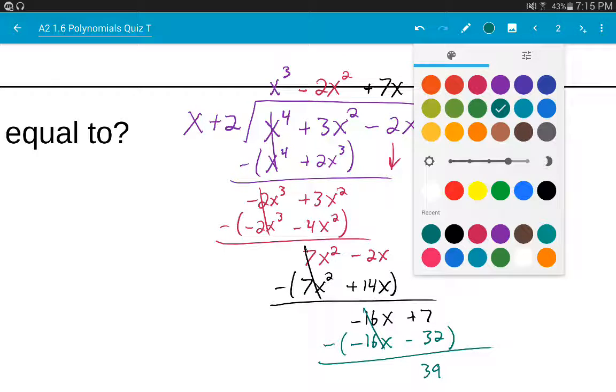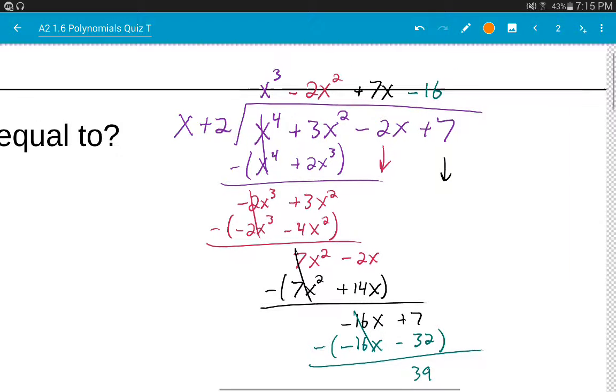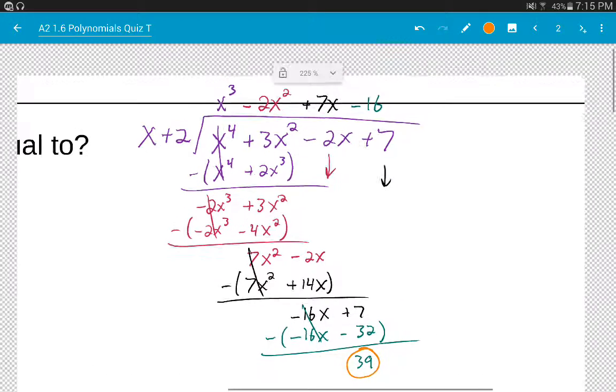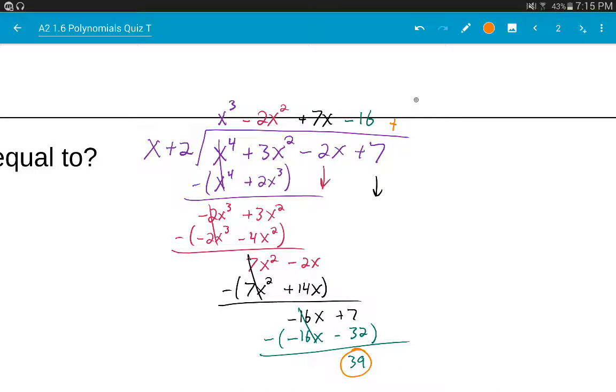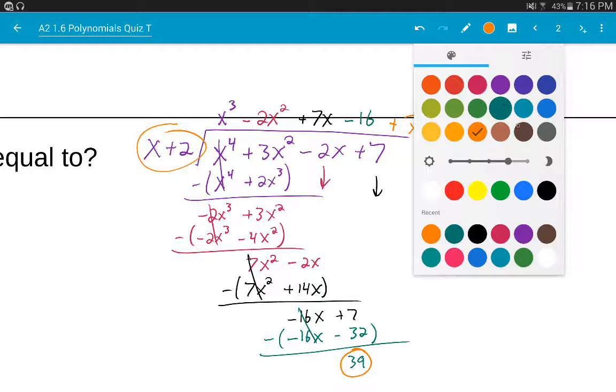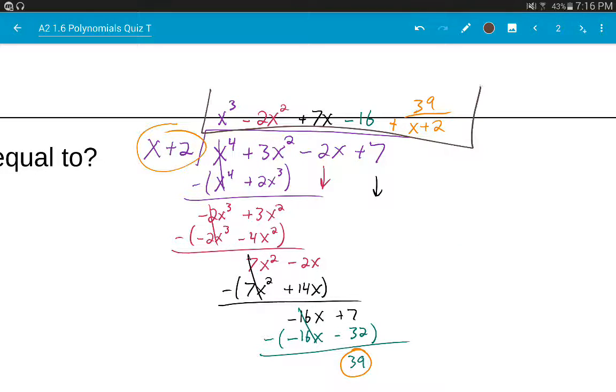Now remember, we can't just ignore that. We actually have to do something with that. So I'm going to take that remainder, the 39, and put it on the end, plus 39 over x plus 2, the divisor. Okay, and now this up here is my answer.